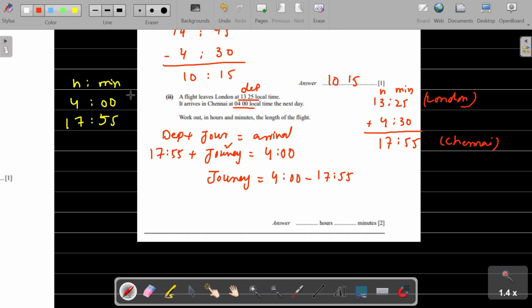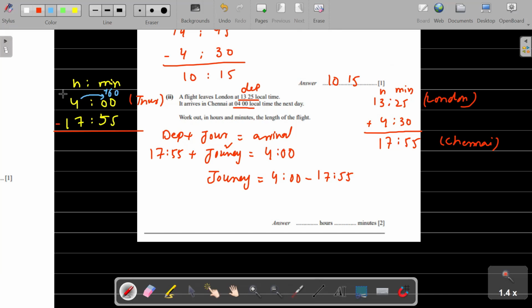We are assuming that it was Thursday. Let's subtract. By subtraction, you can see that I cannot subtract 55 from 00, as it is hard to subtract 55 from 00. So what will I be doing? I will be borrowing. What will I borrow? I can borrow from hours to minutes. I can borrow only 60.